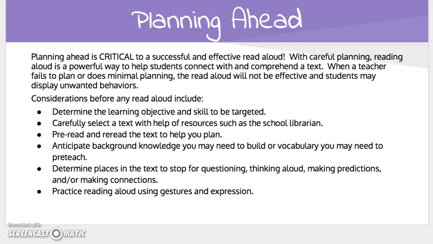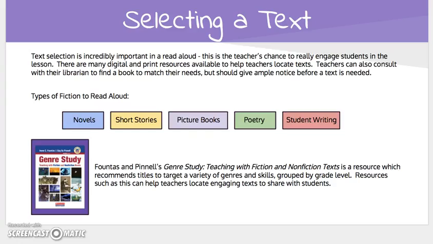So one of the most important things about planning is the text selection. So I wanted to focus on that a little bit. This is your chance to really engage students in the lesson.